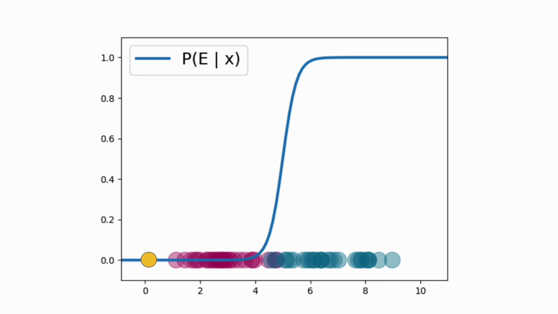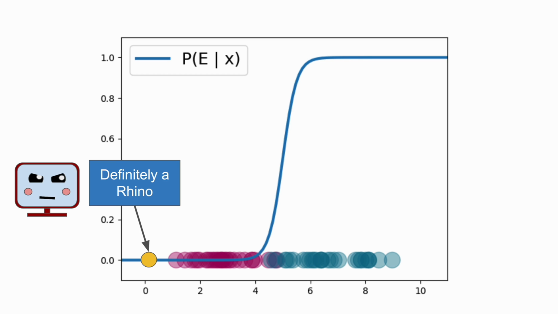For example, according to this curve, the following animal, weighing just a couple hundred grams, is definitely a rhino, which is confusing because there cannot exist a rhino or elephant weighing this little. This is because this probability expresses that it's much more likely that this animal is a rhino rather than an elephant, even though this animal is definitely neither.